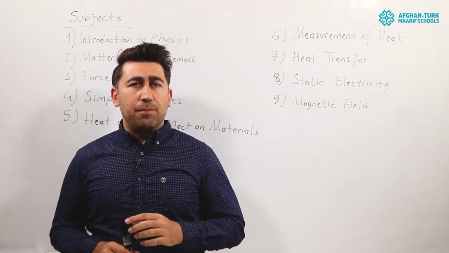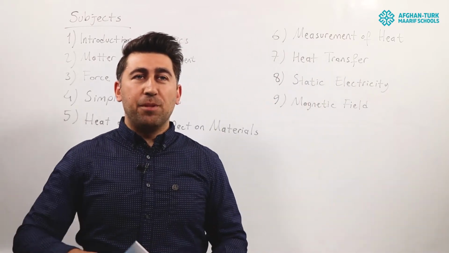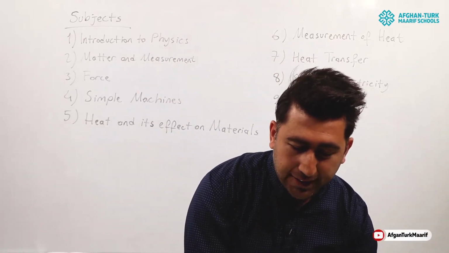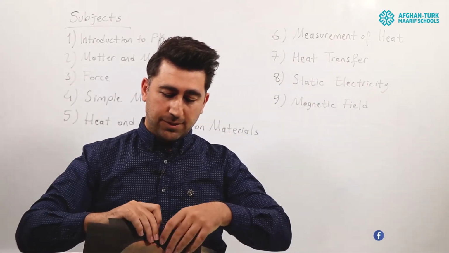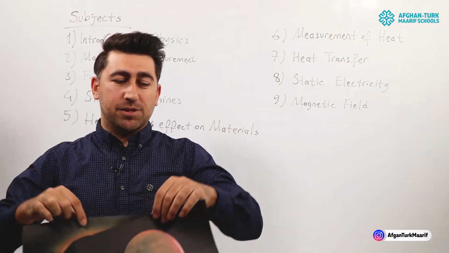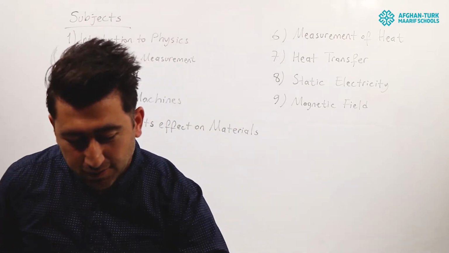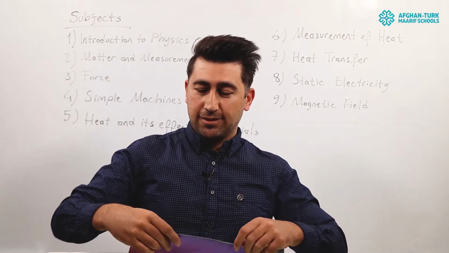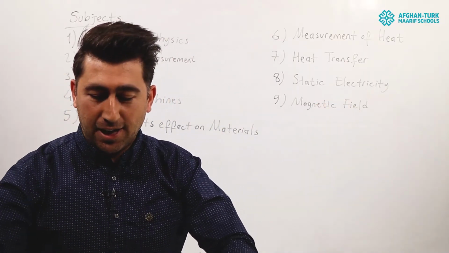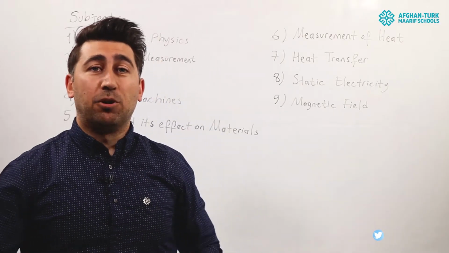Okay, let me give you some examples of these phenomena. For example, the formation of a rainbow, the occurrence of an eclipse. As you can see, this one is a solar eclipse and this one is a lunar eclipse. The fall of an object from up to down. The cause of sunset and sunrise. And the formation of a shadow. And many more.